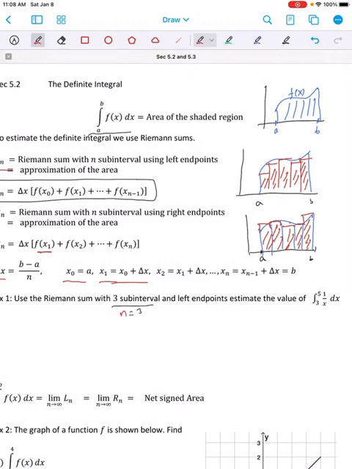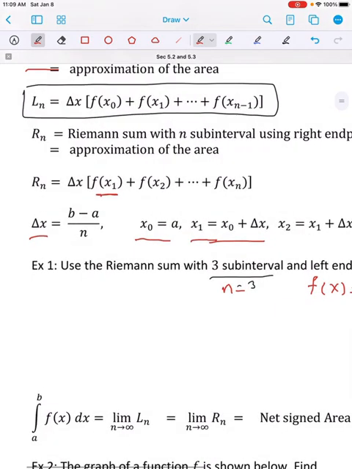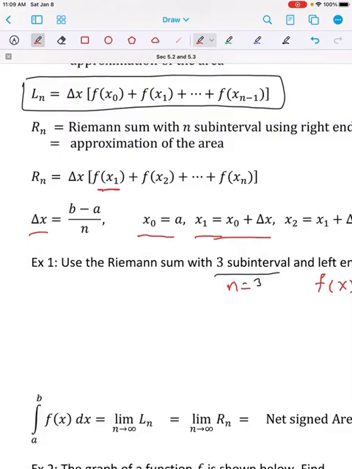And so our f of x is 1 over x, our a is 3, and our b is 5. So now the first thing we need to do is find our x sub 0, and note here, because n is 3, we will go from x0 to x3, and so there will be 4 tick marks.